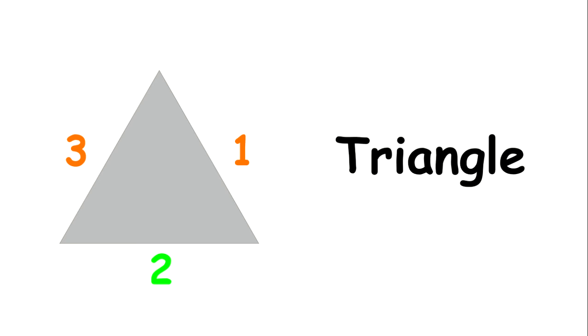Did you get it right? Great job. High five. So a 3-sided shape is called a triangle.